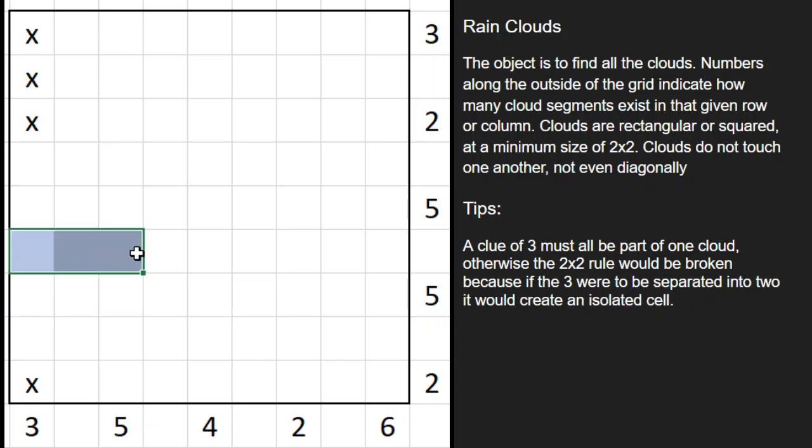So in fact, we know this can only be 3 wide. So we know this cell here cannot be part of the cloud. And now what we can do is, because we know diagonals are not going to be part of the cloud, we know this cell and that cell also are not going to be part of the cloud. The reason for that is we know this cloud is either going to go up, down, or it's going to go up 1 and down 1.